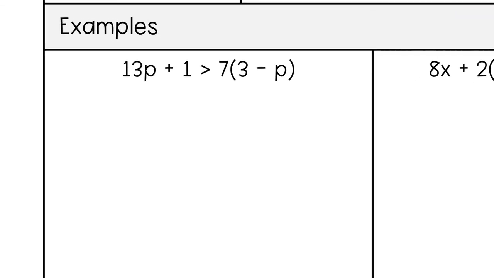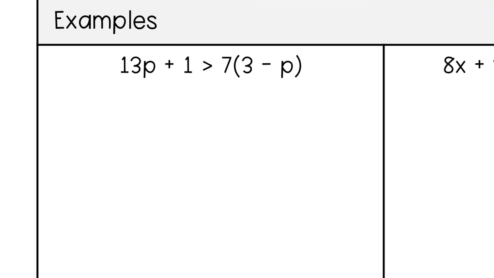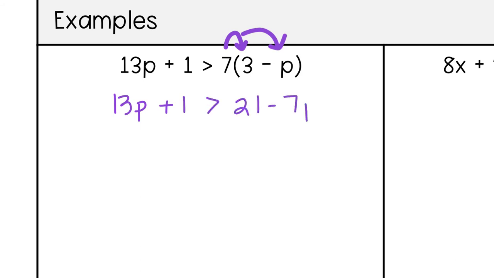So 13p plus 1 is greater than 7 times the quantity 3 minus p. So we still start with distribution. Let's multiply that 7 inside of the parentheses. So now I have 13p plus 1 is greater than 21 minus 7p. Check to see if you can combine any like terms, which we can't. Now we're going to move our variable. So since I have that negative p on the right side, I'm going to add 7p to both sides.